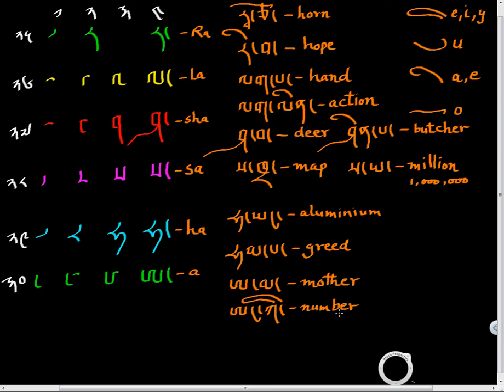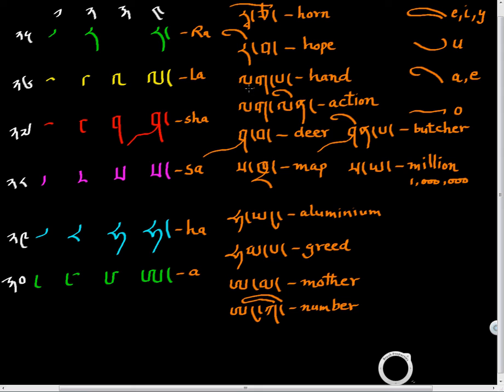Okay, so now we have just completed making examples for the remaining six letters. So I'm going to try to read one more time. Ra, la, sha, sa, ha, a. And then the examples are ra, janarocho, racho, horn. Ra, dengbo re, wa, rewa, meaning hope.